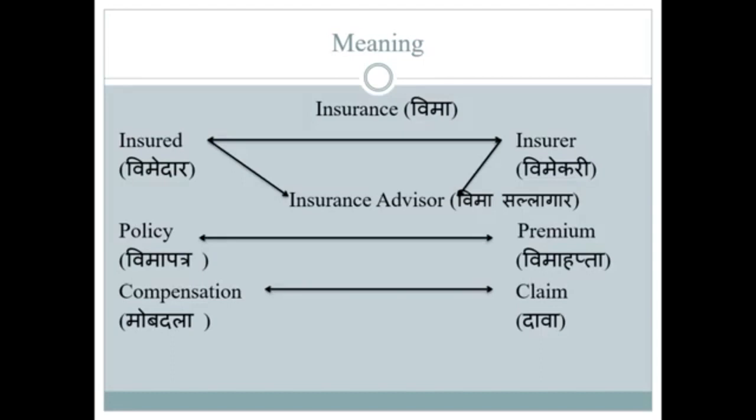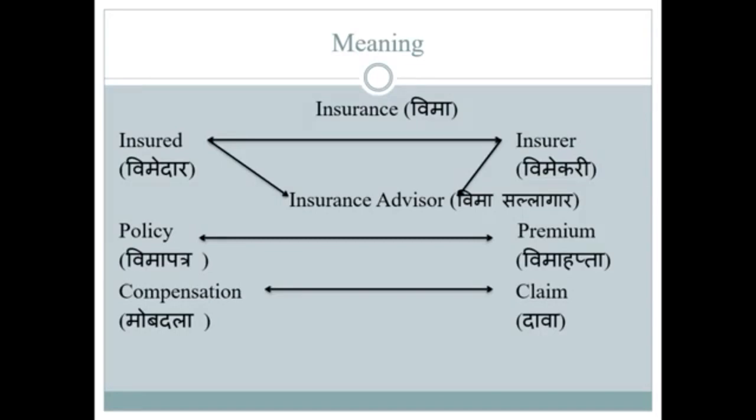Right? Now, many times a third party is involved in this insurance contract. Who is this third party? This third party is known as the insurance advisor, which in Marathi is called विमा सल्लागार. Who is an insurance advisor? Insurance advisor is a third party, a representative appointed by the insurance company, that is the insurer, to make this transaction easier. Which transaction? The transaction of the insurance contract. So overall, what is insurance? Insurance is a contract between two parties.